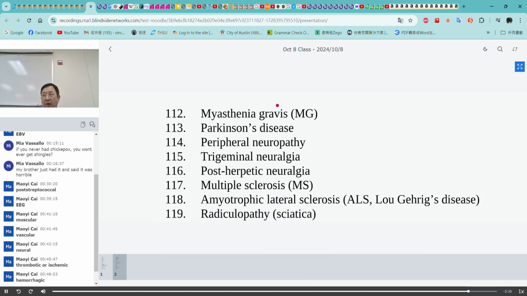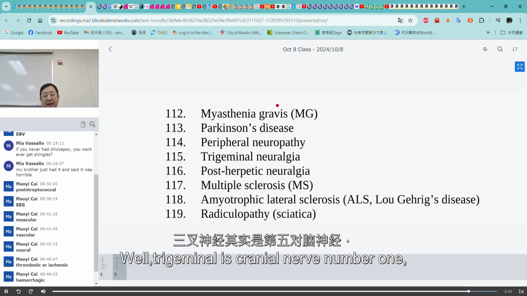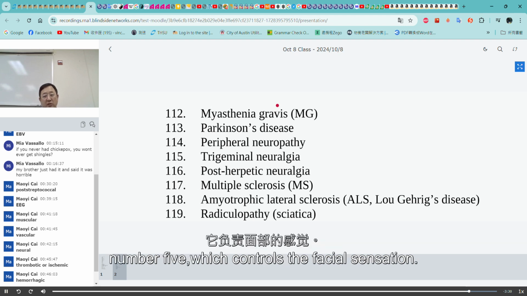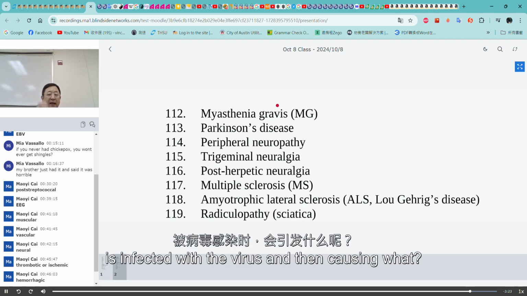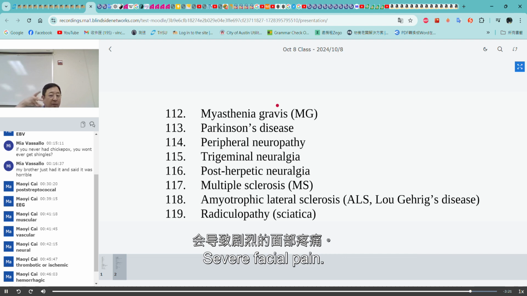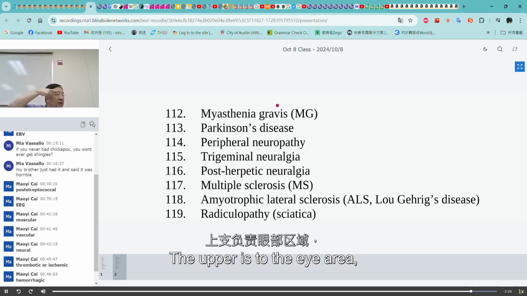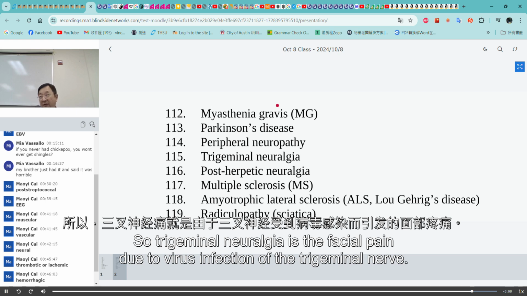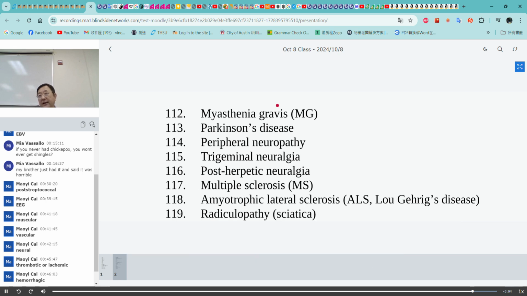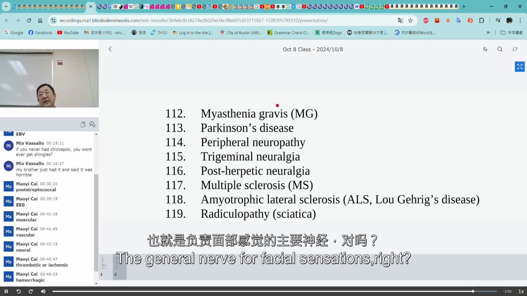Trigeminal neuralgia. Trigeminal is cranial nerve number 5, which controls facial sensation. When nerve 5 is infected with a virus, it causes severe facial pain. Remember, for facial pain you have 3 branches, trigeminal, right? The upper is to the eye area, the middle is to the nose, and the lower is to the mandible, 3 branches. So trigeminal neuralgia is facial pain due to virus infection of the trigeminal nerve, which carries facial sensations.